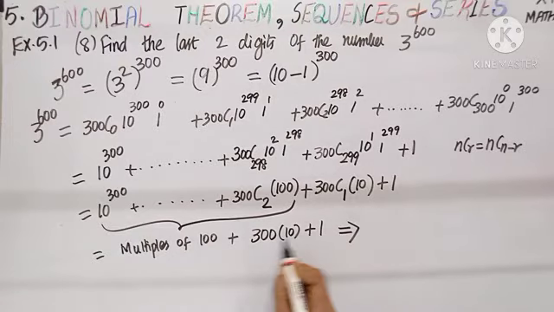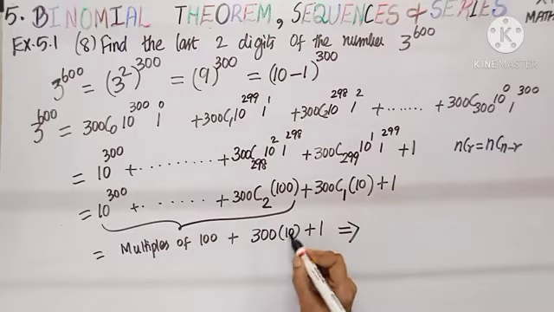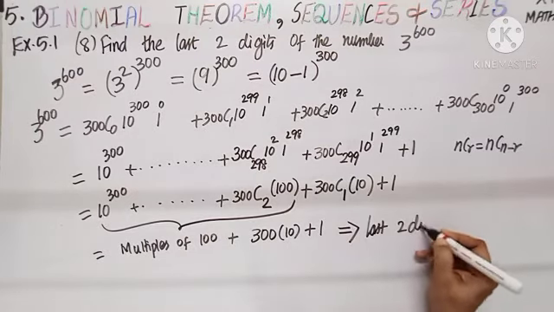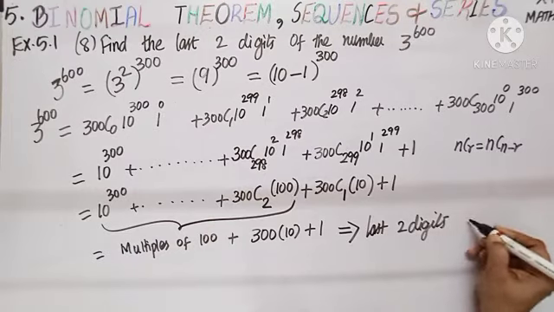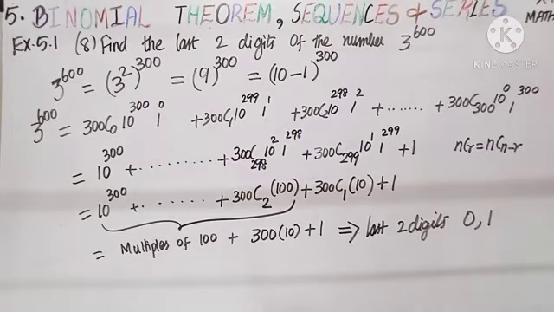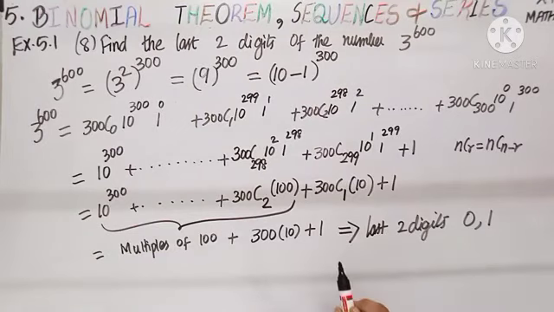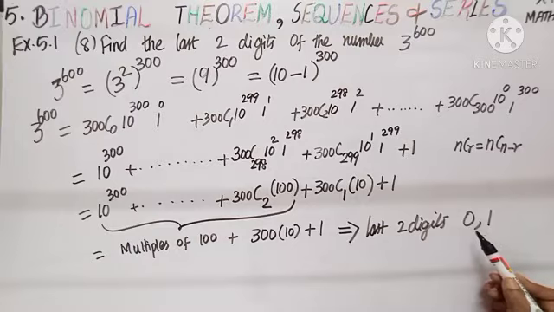Little before that I have 3000. So tenth digit is 0. So my question is last two digits. I get 0 and 1. Last digit 1, previous digit is 0. The remaining fully will be multiples of 100. They don't affect my last two digits. My question is last two digits and I end with my answer as 0, 1.